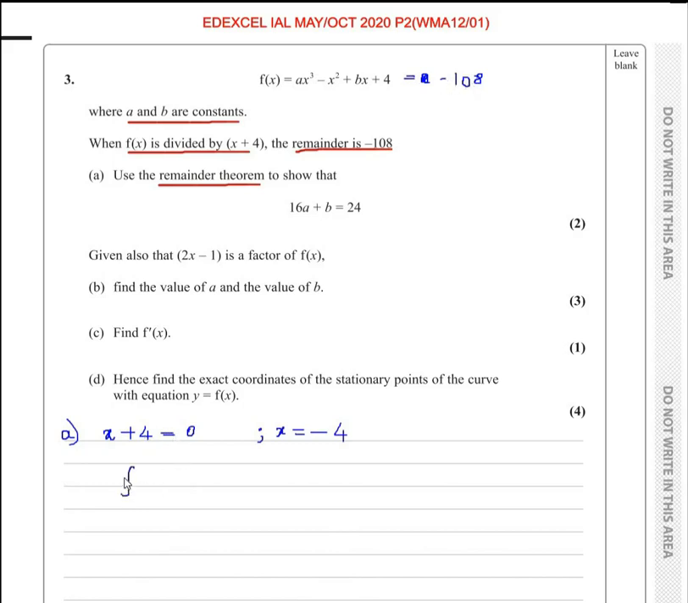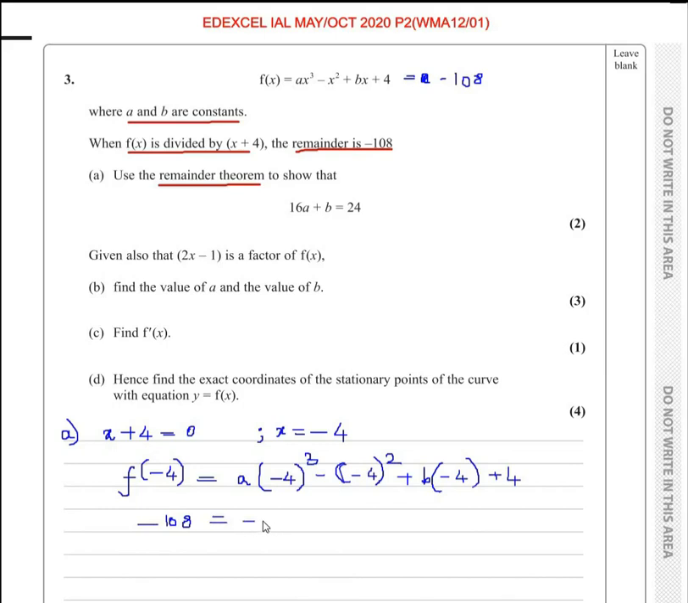So we can write it this way: f of negative 4 is equal to a times negative 4 cubed, minus negative 4 squared, plus b times negative 4, plus 4. Now it makes the remainder equal to minus 108. So we are going to put minus 108 in place of f of negative 4.